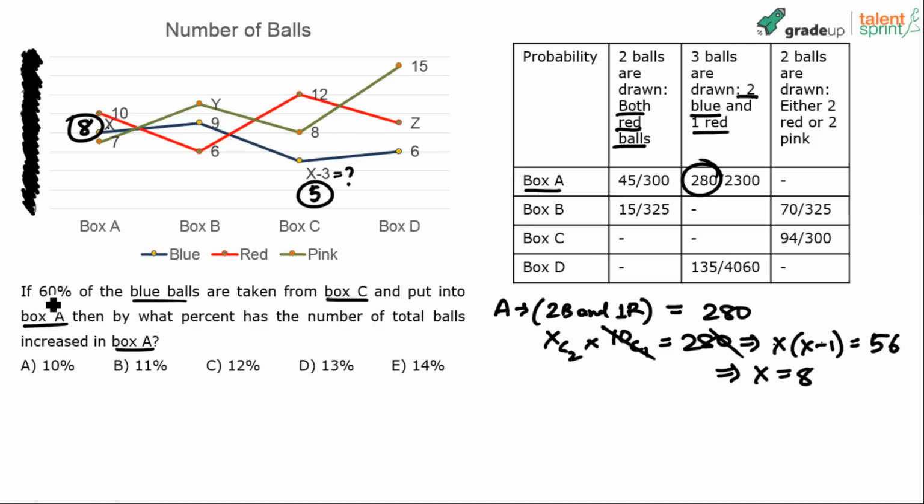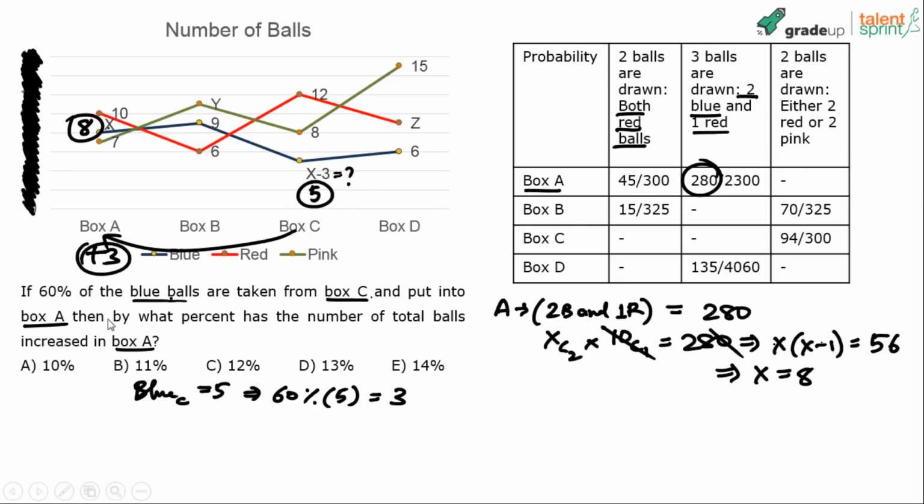He says 60% of the blue balls are taken from box C. How many blue balls are there in box C? 5. So blue in box C is equal to 5. Implies 60% of 5. What is 60% of 5? 3. So basically 3 balls are moved from box C to box A. Plus 3 here, 3 balls in box A. He's asking us to find out by what percent has the number of total balls increased in box A.